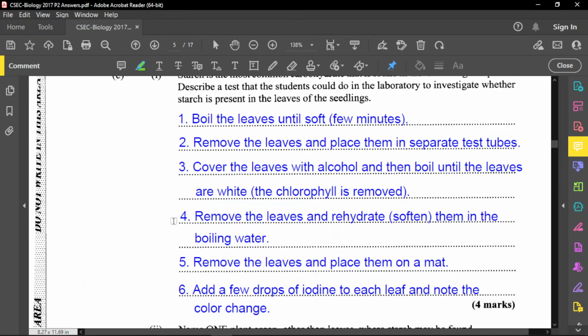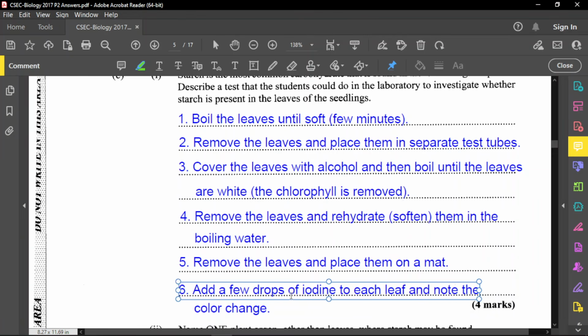The next thing you want to do, you're going to remove the leaves from the test tube and then rehydrate them, which means they become soft again. And you do that by placing the leaves in boiling water. Next, you're going to remove the leaves and place the leaf on a mat or on a table, on a napkin, whatever you have in the lab.